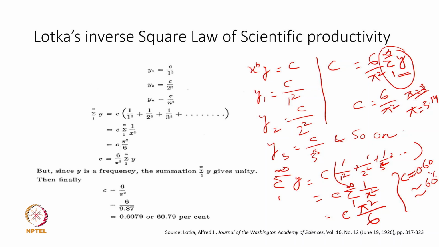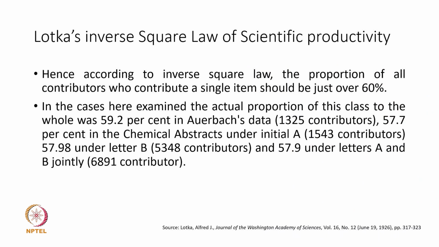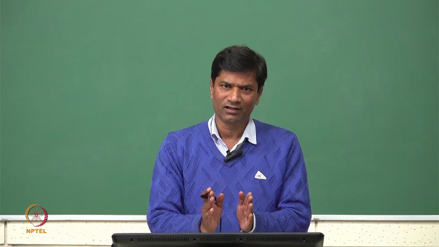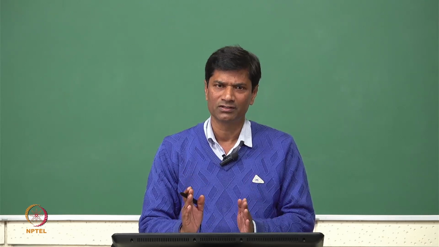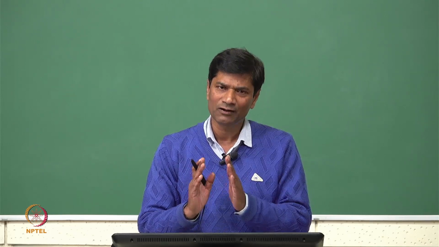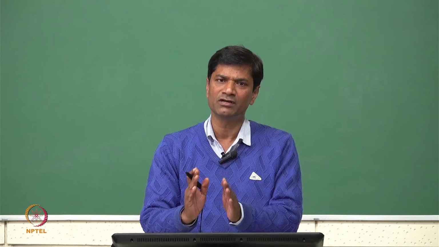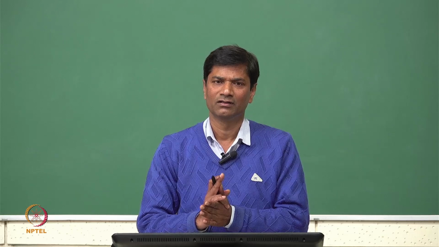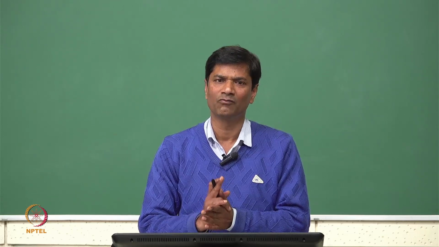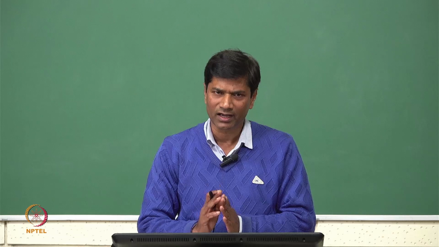That means what Lotka proposed here is that the proportion of all contributors who contribute a single item should be just over 60%. That is what Lotka wants to say: if we have a group of authors, then in that group 60% of the authors will contribute a single contribution. 60% of authors will have only one article in their account.